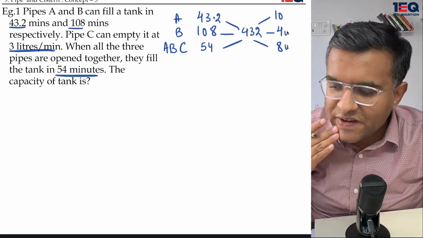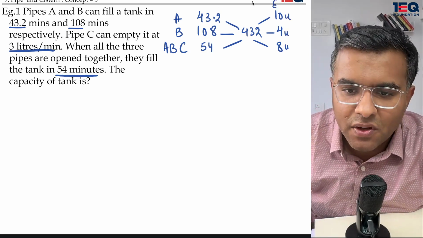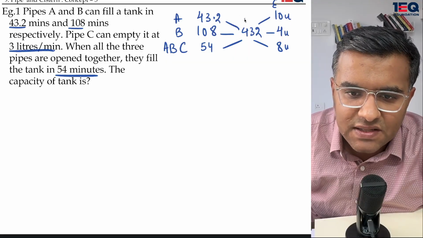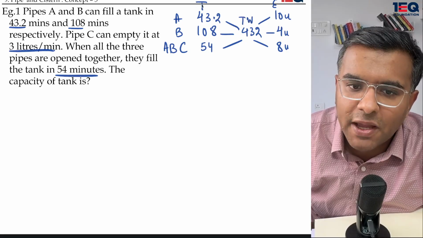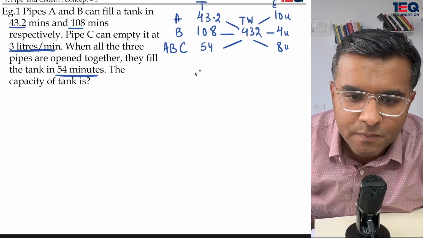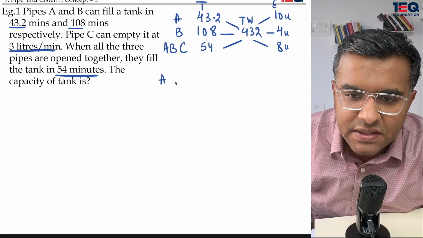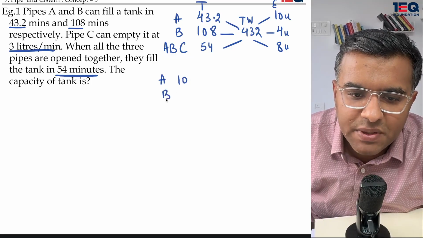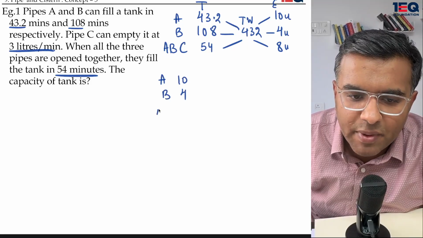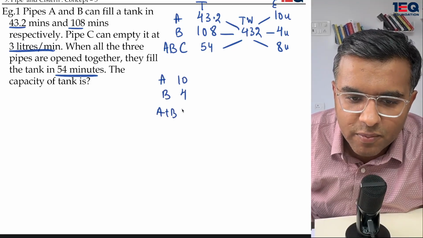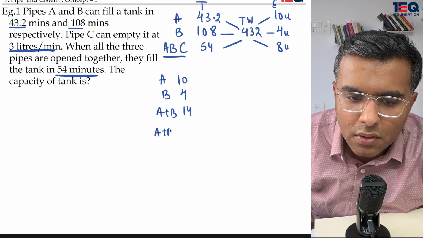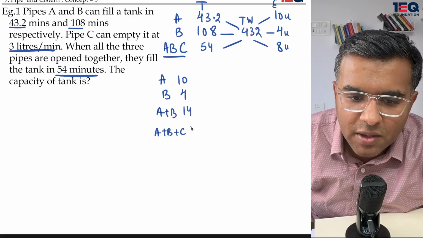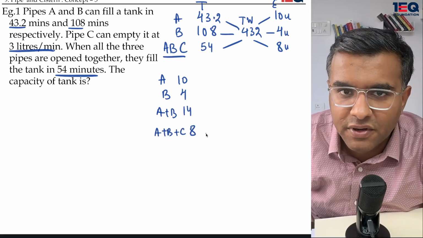So these are efficiencies and this is the total work and this was the time being taken by all of them. If A's capacity is 10 and B's capacity is 4, the capacity of A plus B would be 14, and when A, B and C are together, the capacity comes out to be 8 units of work.